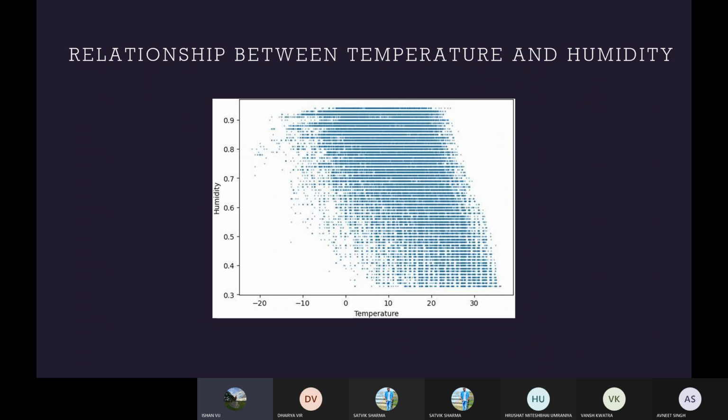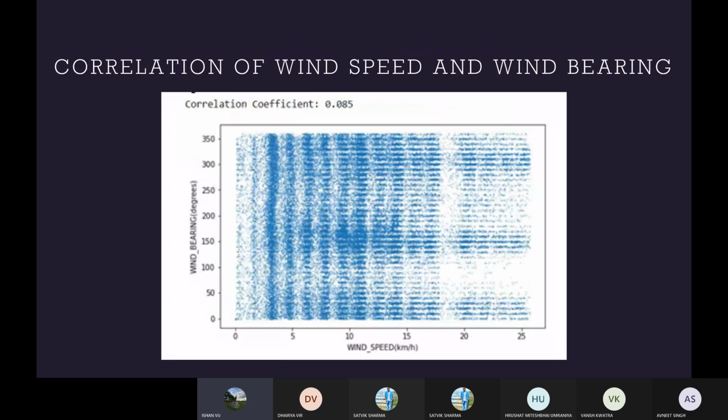The negative sign here indicates that the relationship is inversely proportional, which means when temperature increases, humidity will decrease and vice versa. The magnitude is 0.59, which is quite strong and indicates that their relationship is quite strong. Next slide, please.